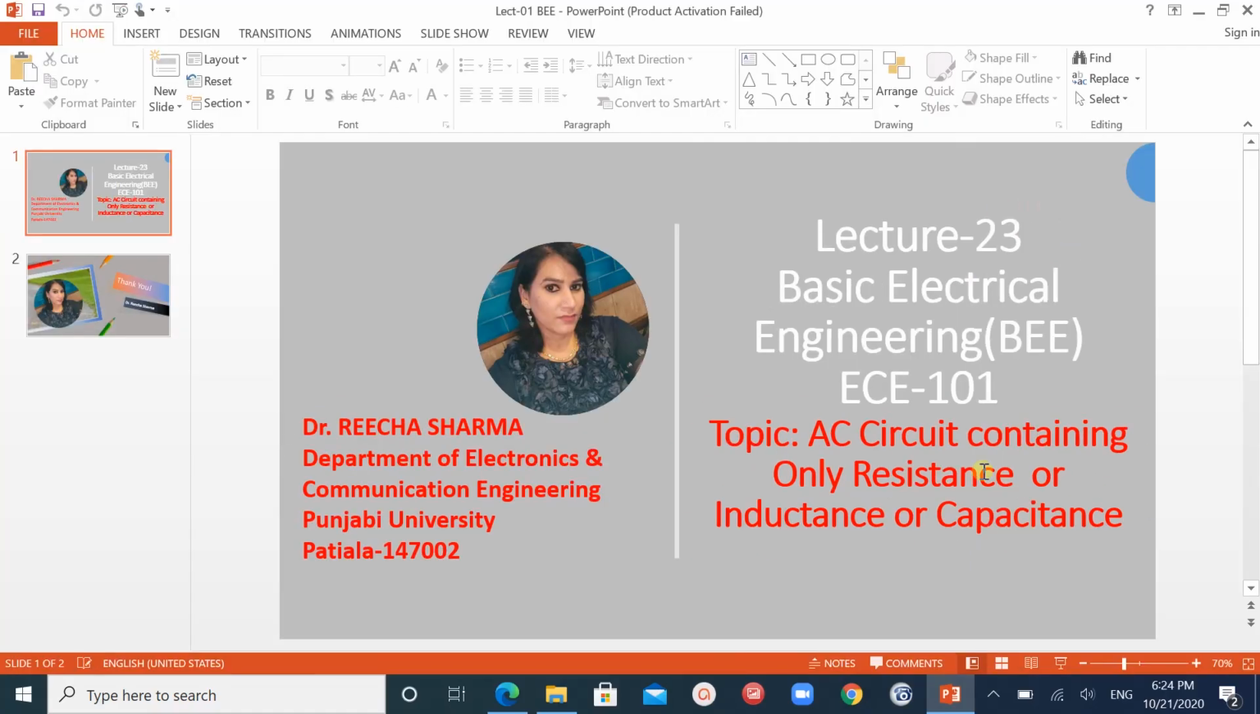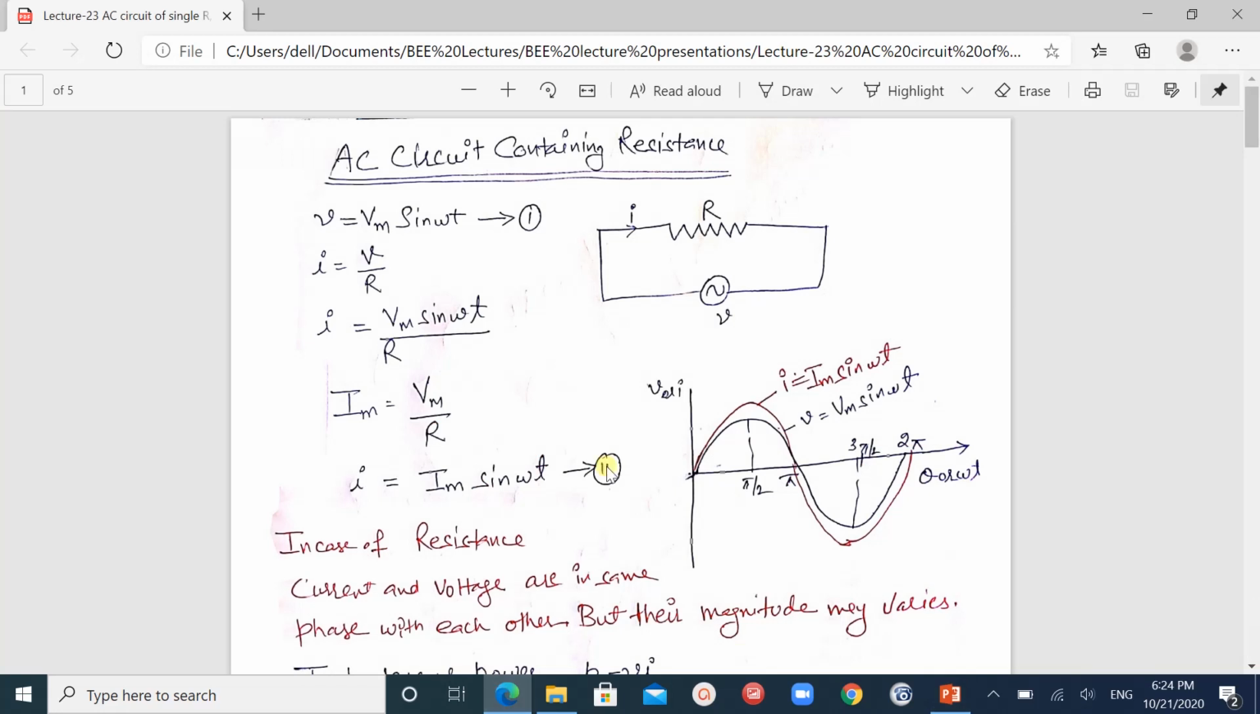In the previous lecture, we talked about the basic fundamentals of AC circuits. Now in this video we talk about the effect of AC voltage on the components like resistance, inductance and capacitance when they are considered individually. First of all, we are considering the case of an AC circuit containing resistance only.